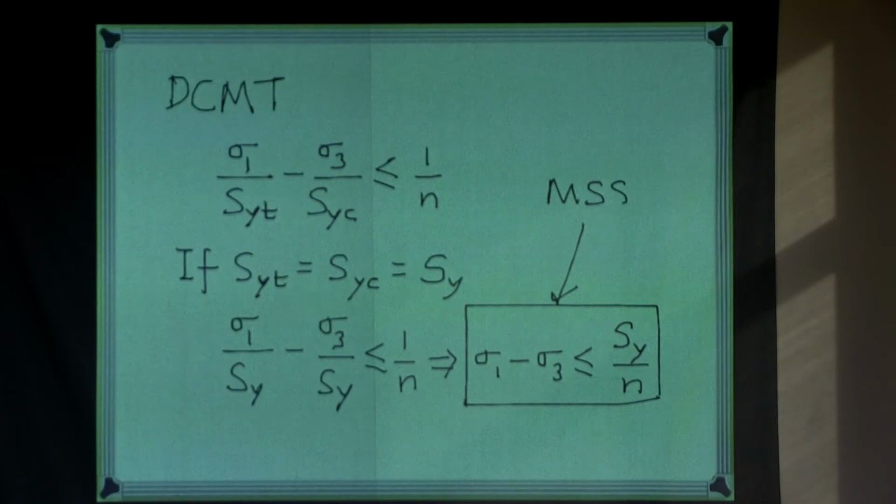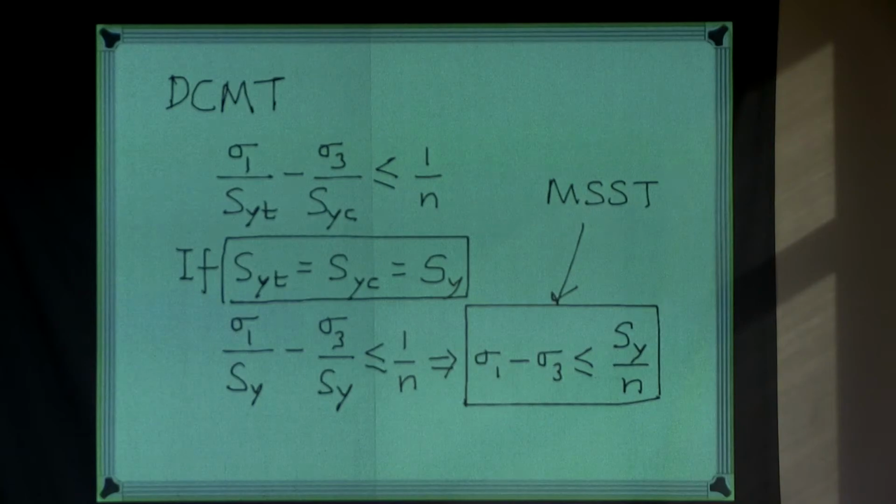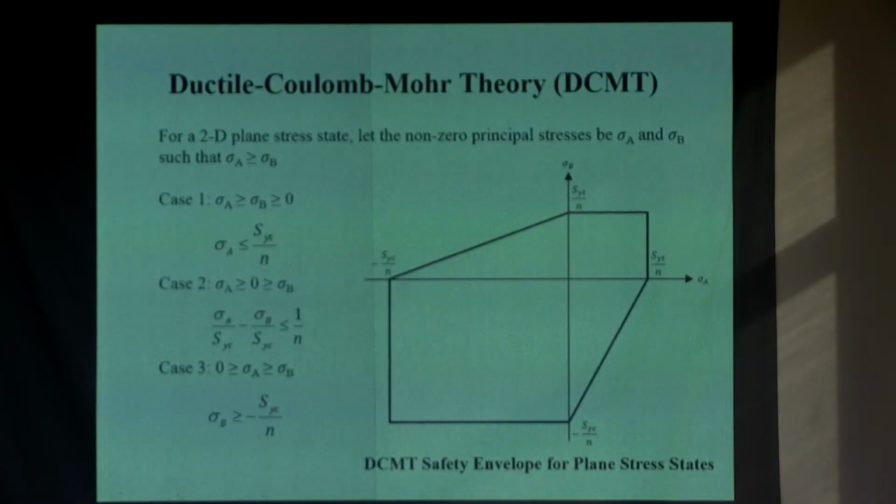So you can consider maximum shear stress theory to be a special, a very particular case of the ductile Coulomb theory. MMST is a special case of DCMT when the yield strengths in compression and tension are the same. Okay.